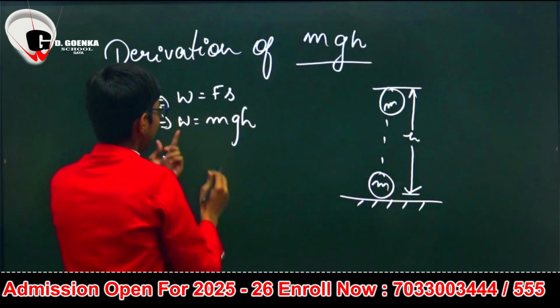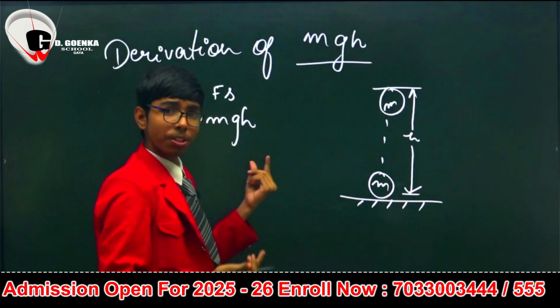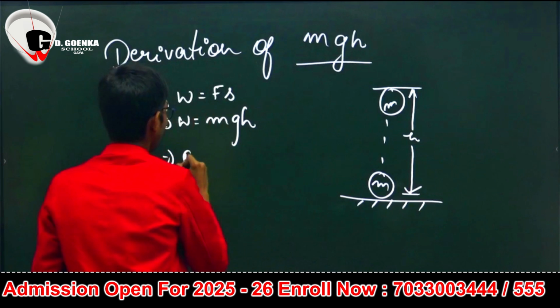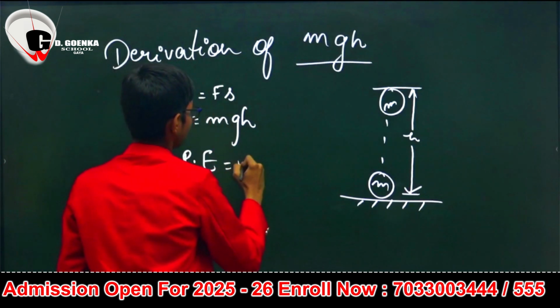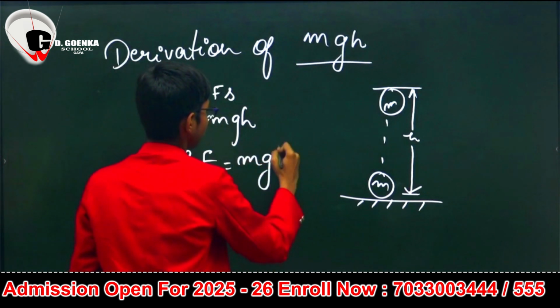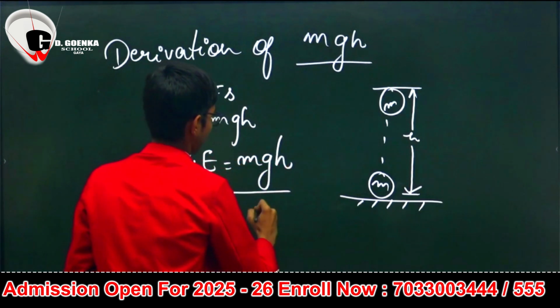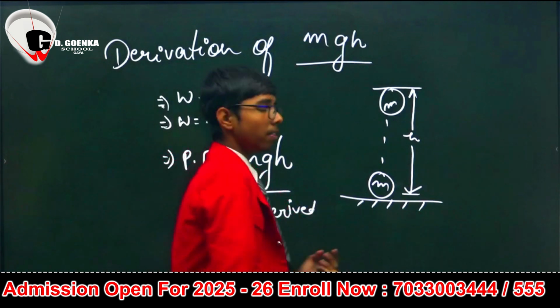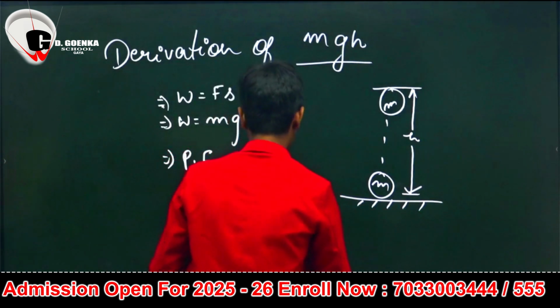So again here work done is always equal to energy, so here the energy is potential energy, so we will write potential energy is equal to mass into acceleration due to gravity, height. So this is derived. So now we will move to our last portion, that is we will solve a numerical related to this.